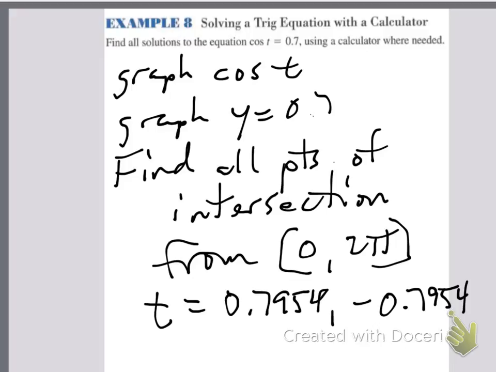But we've already done a problem like this when we had tangent x equals 1.3. It's the same thing. Graph the left side, graph the right side, find all the points of intersection on that interval.